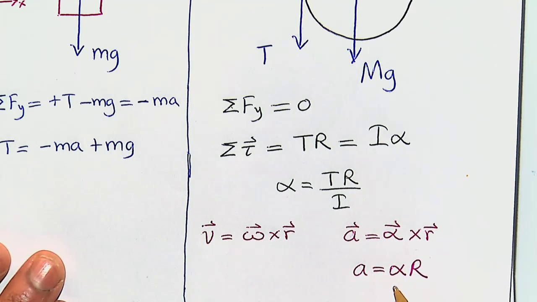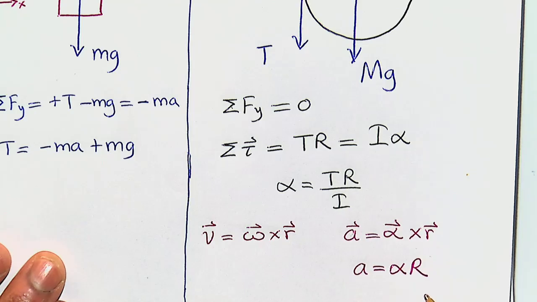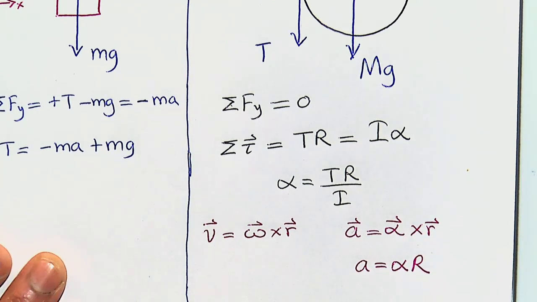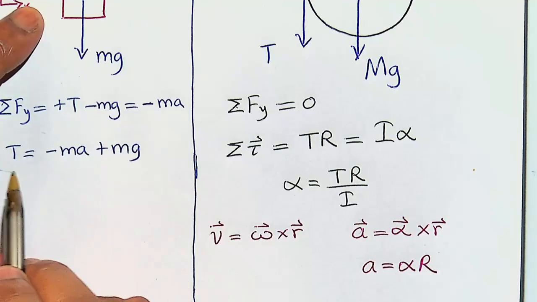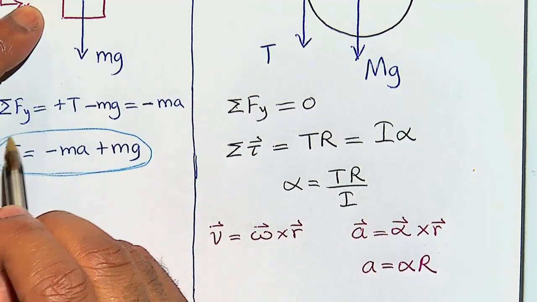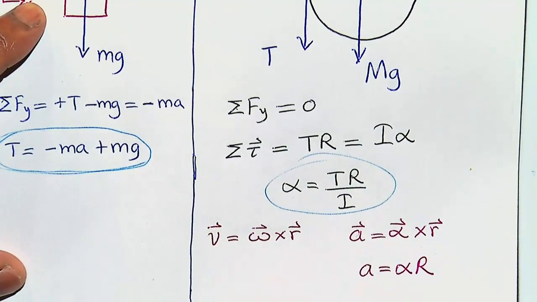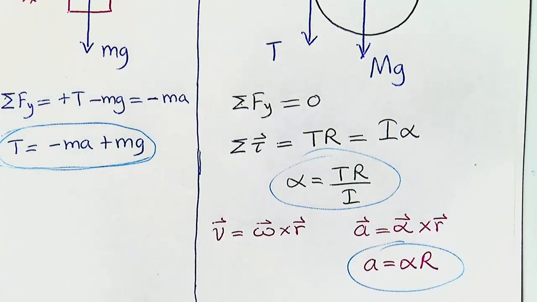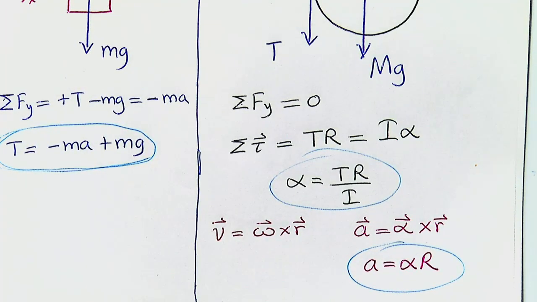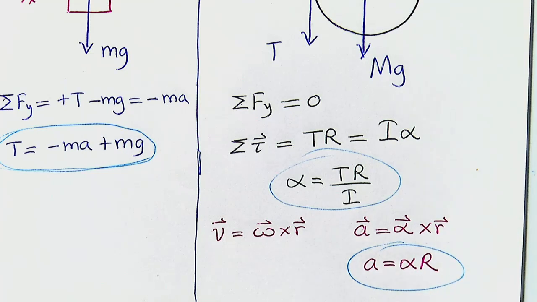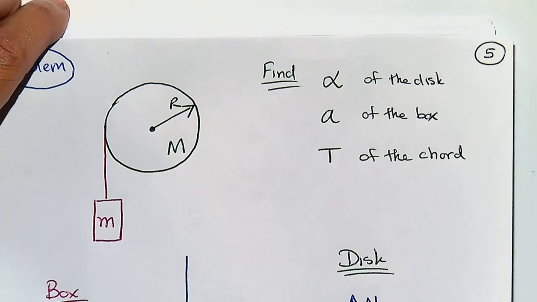Because now we can solve this using a combination of these three, right? So we have the tension equation, we have the alpha equation, and we have a relationship between how the two different accelerations are related to each other, right? So there are three unknowns here. A is unknown, alpha is unknown, tension is unknown, but we have three equations. So we can mix them together to solve for the different variables that we're asked to find, right?